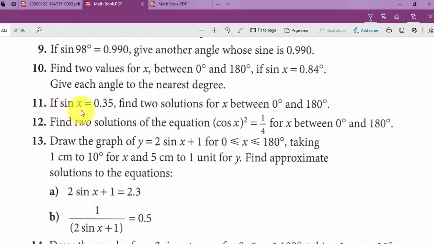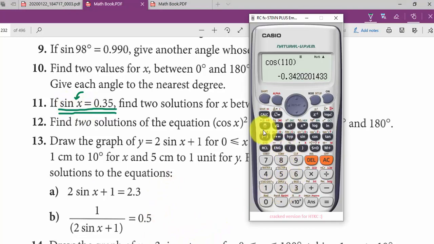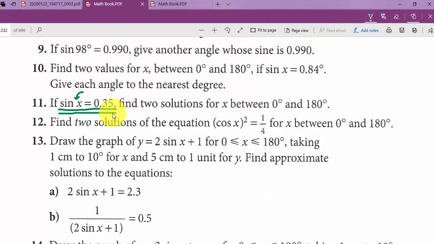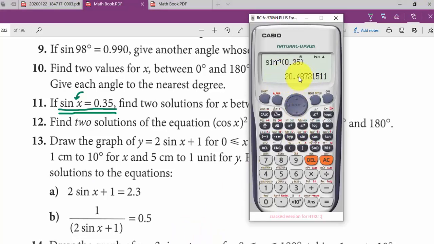Question 11. If the sine of x is equal to 0.35, find two solutions for x between 0 and 180. When you look at this question, straight away we can see that the angle is missing, so we can use sine inverse to get the angle. Sine inverse of 0.35 is equal to 20.48. Basically we can say it's nearly 20.5.